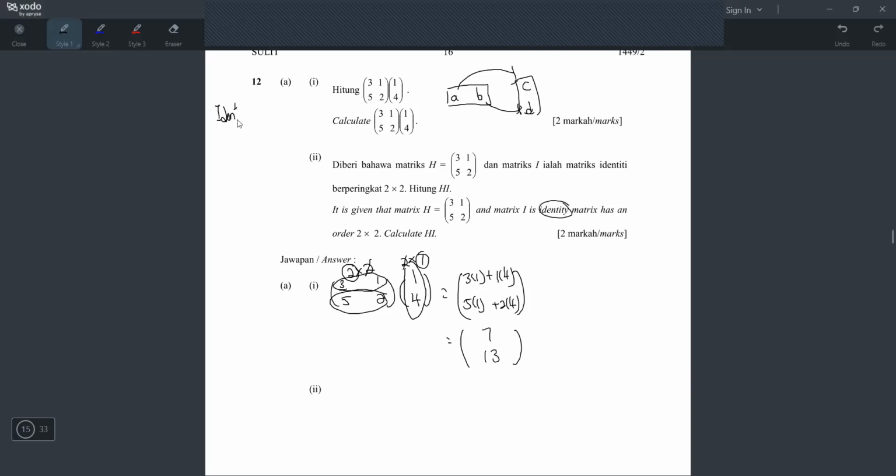I teach this in my class. Identity matrix, we call it I. And how do we write it? 1001. Not 1100. Not 0011. Not 1000. Not 0001. It must be 1001.